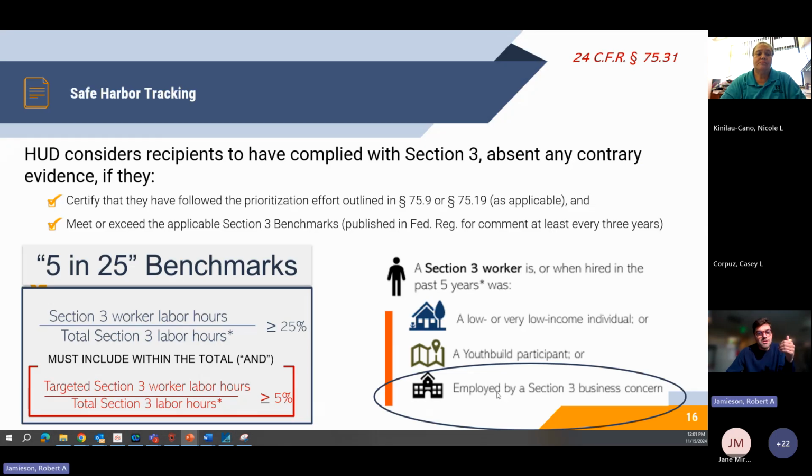Every single labor hour done by a Section 3 business would be both a targeted Section 3 worker labor hour and a Section 3 worker labor hour. So if you, as Habitat, let's say you have a sub actually doing the work, and they're the ones doing all of the labor hours. If they were a certified Section 3 business, if they met that 75% or more of labor hours done over a prior 3-month period were done by Section 3 workers, and that's certified at the time of the contract being awarded.